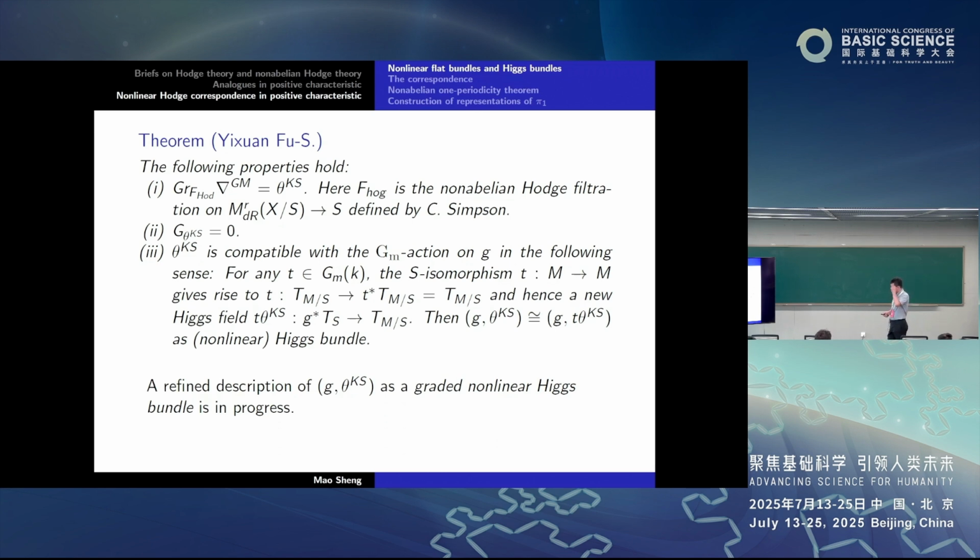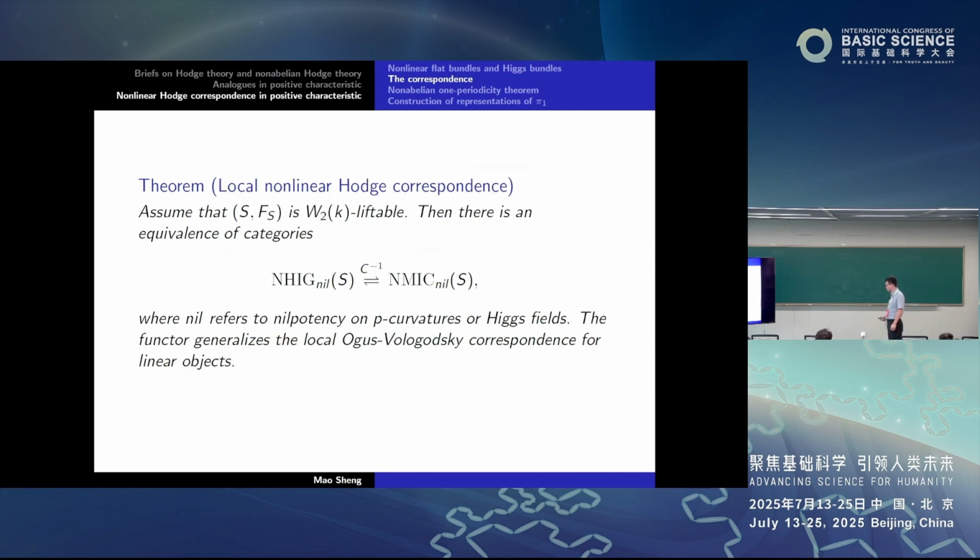Actually, this structure is very rich, and we are still exploring the meaning of this graded nonlinear Higgs bundle. Many new things occur in the nonlinear setting, and this is related to many classical things like Hitchin morphisms, BB stratification, and so on.